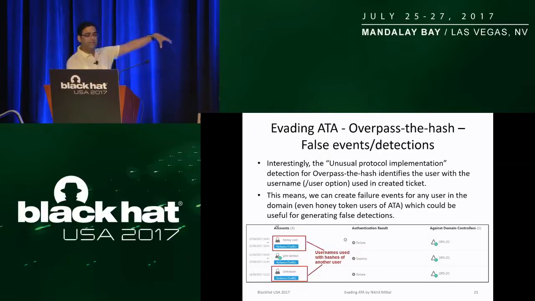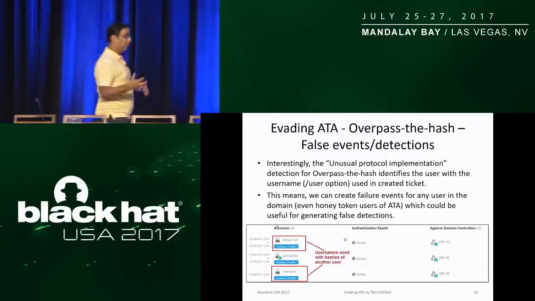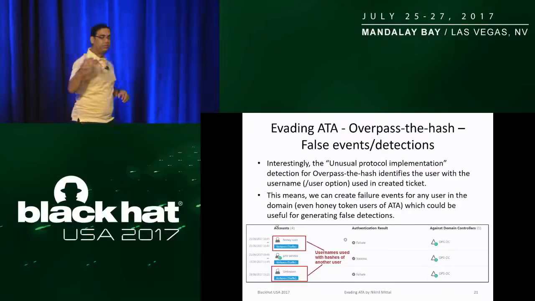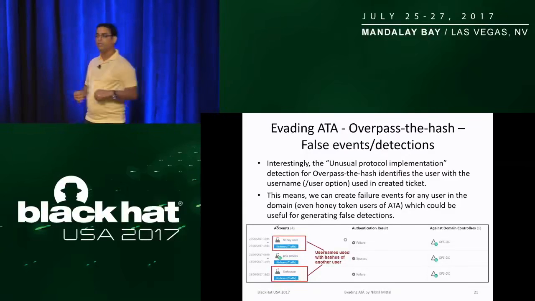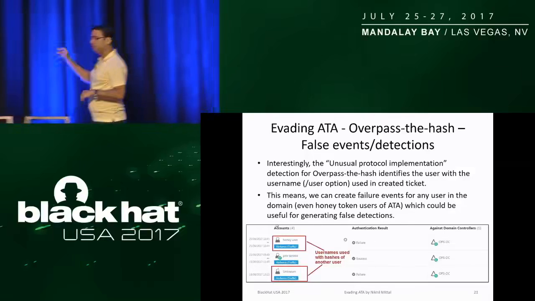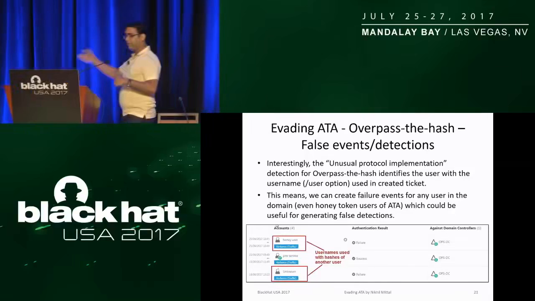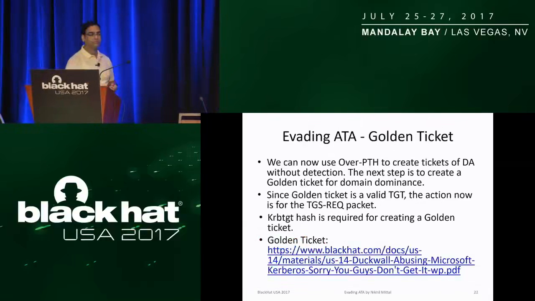Also, of course, that needs a little bit of work in itself. ATA supports creating honey users or honey tokens. You just create a user in your domain and tell ATA that this is a honey token or a breadcrumb or a deception user. You can create alerts for that user as well, any user in the domain.